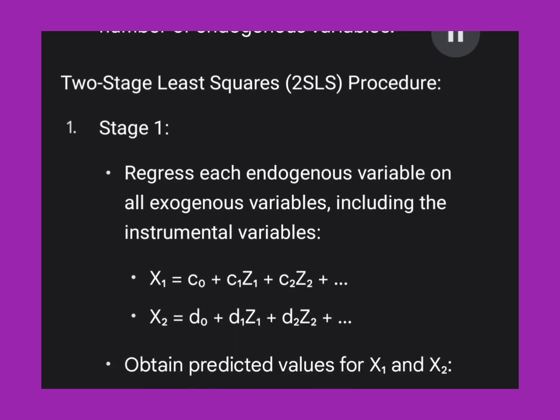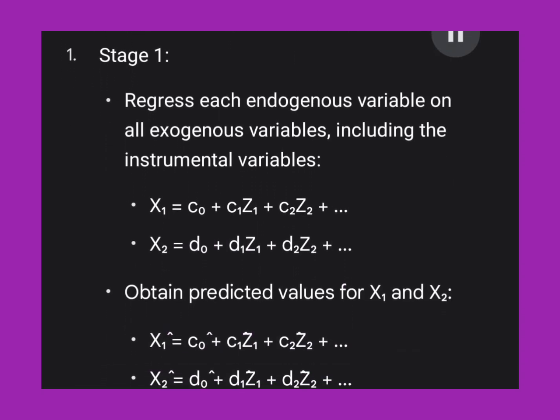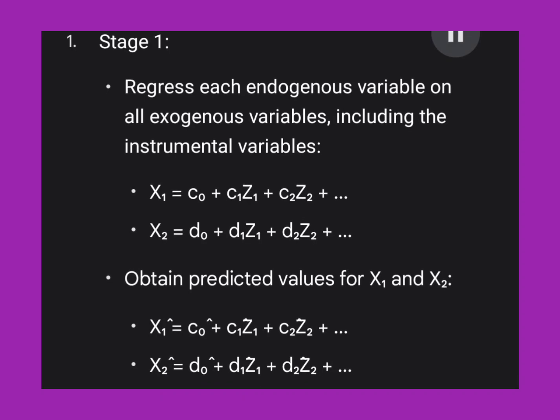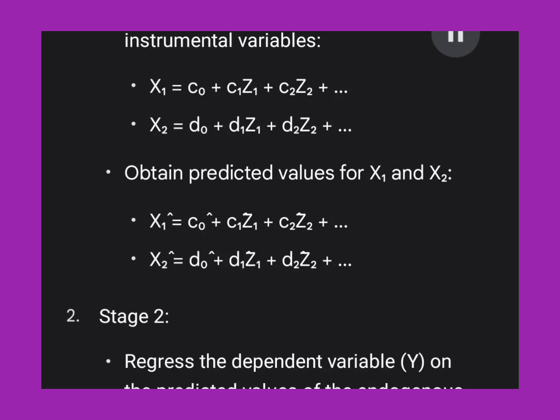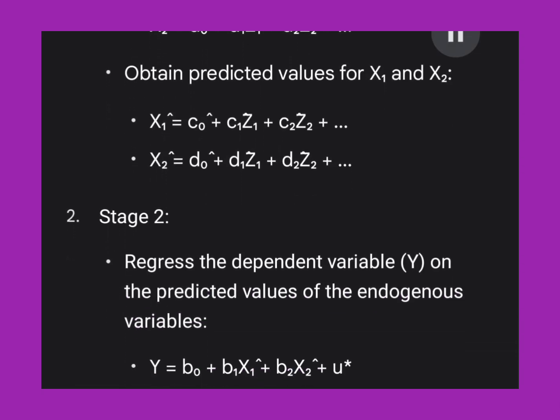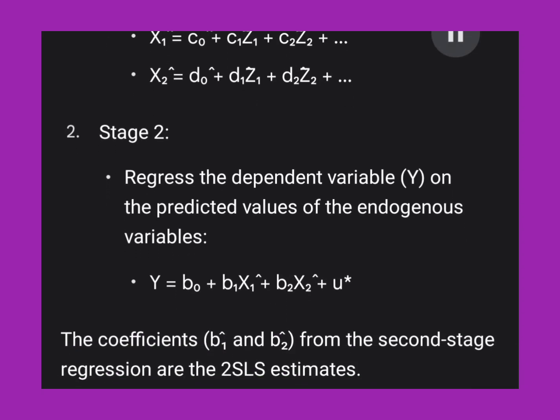Two-stage least squares. 2SLS procedure. 1. Stage 1. Regress each endogenous variable on all exogenous variables, including the instrumental variables: x1 equals c0 plus c1 z1 plus c2 z2 plus error, x2 equals d0 plus d1 z1 plus d2 z2 plus error. Obtain predicted values for x1 and x2.